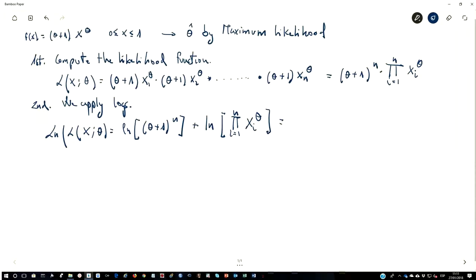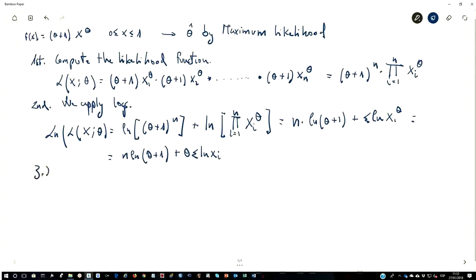So if we bring down the exponents from the expressions, we have n multiplying the natural log of theta plus 1 plus the summation of the natural logs of x sub i to the power of theta. Another time we can bring down the power of x sub i, so the final result is that n multiplies the natural log of theta plus 1 plus theta multiplying the summation of the natural log of x sub i.